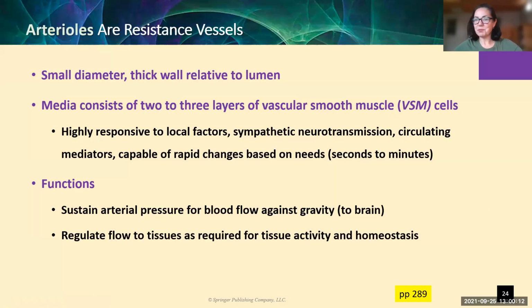Hello, this is part 2 of the chapter on circulation. We're picking up here with arterioles. These are the vessels that are largely responsible for managing the resistance. They're small in diameter. They have a thick wall relative to how big the lumen is, meaning they have a lot of muscle, the vascular smooth muscle cells. This is the stuff that is going to respond to local factors and to our nervous system stimulation, as well as some other mediators. And so we can have a quick response, a quick change in blood pressure.